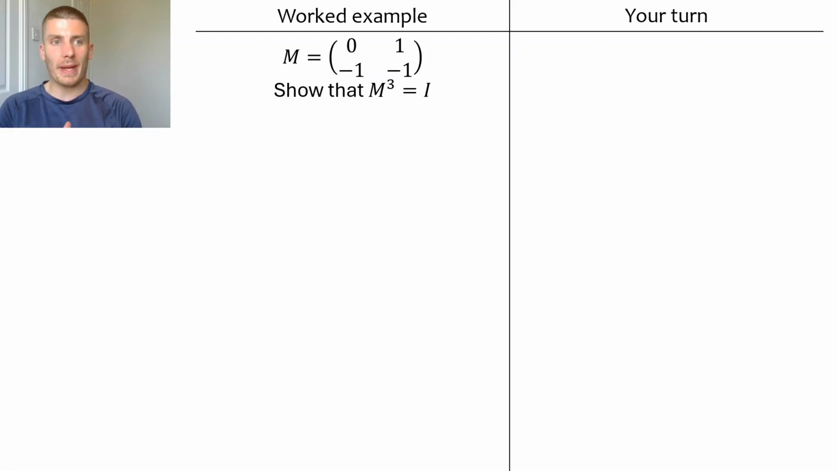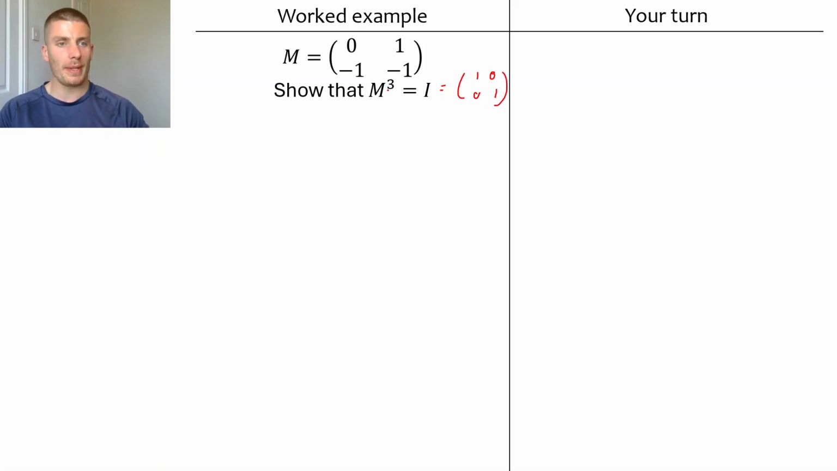Okay, so another matrix multiplication question involving the identity matrix. And this one is saying, given that M is equal to the matrix 0, 1, minus 1, minus 1, show that M cubed is equal to I. Again, where I is your identity matrix. And remember that the identity matrix is equal to 1, 0, 0, 1.